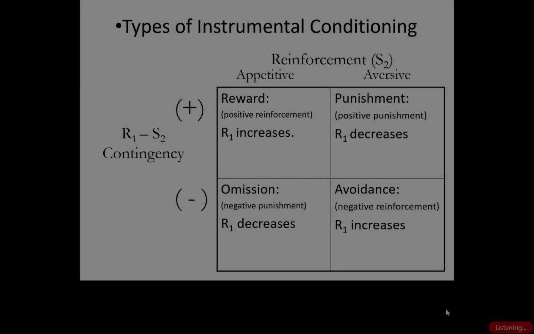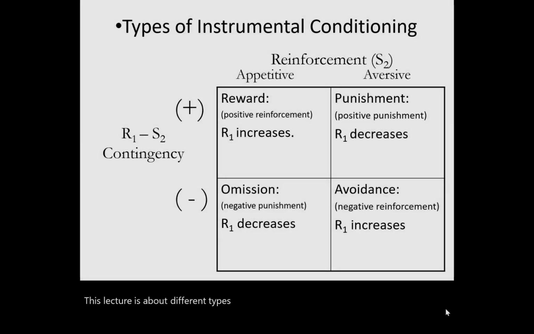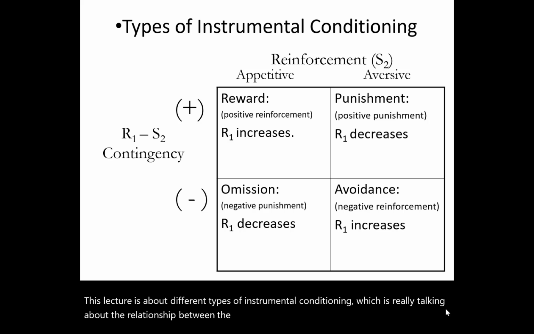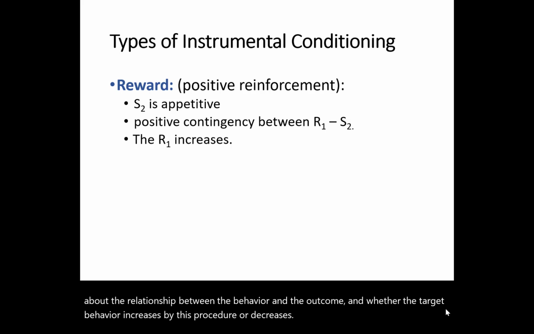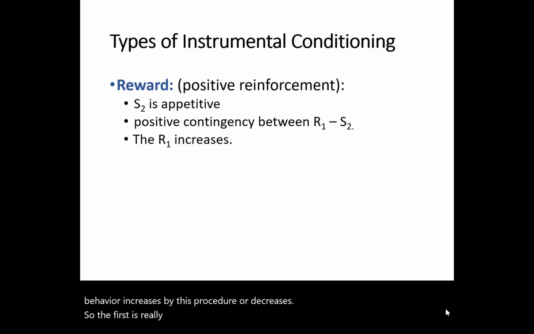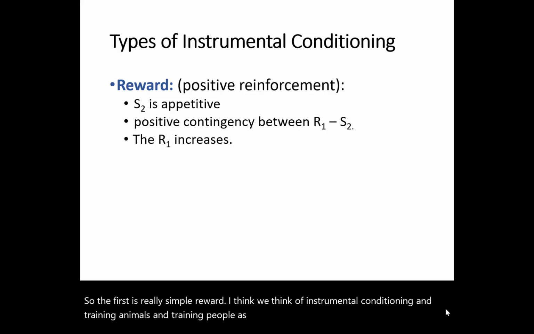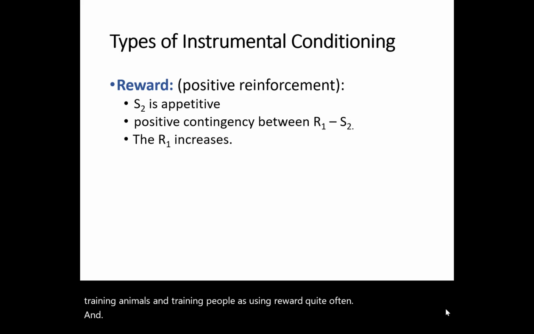This lecture is about different types of instrumental conditioning, which is really talking about the relationship between the behavior and the outcome and whether the target behavior increases by this procedure or decreases. So the first is really simple, reward. I think we think of instrumental conditioning and training animals and training people as using reward quite often. B.F. Skinner called this positive reinforcement.